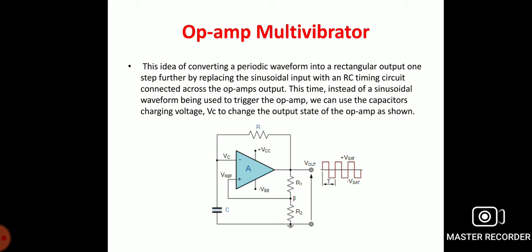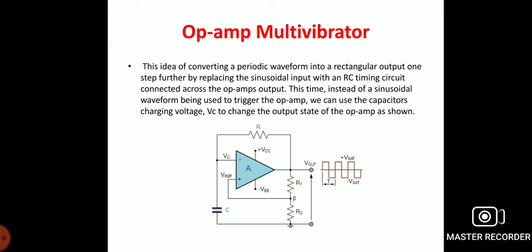However, as soon as the capacitor charging voltage at the operational amplifier inverting terminal is equal to or greater than the voltage at the non-inverting terminal, which is the operational amplifier output voltage fraction divided between the resistances R1 and R2, the output will change its state and be driven to the opposing negative supply rail.